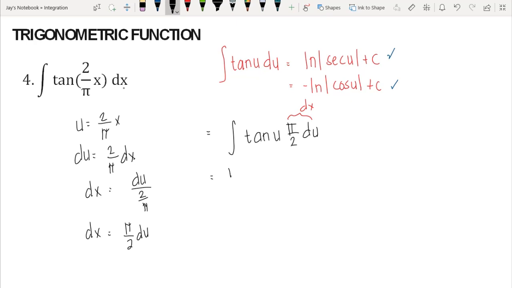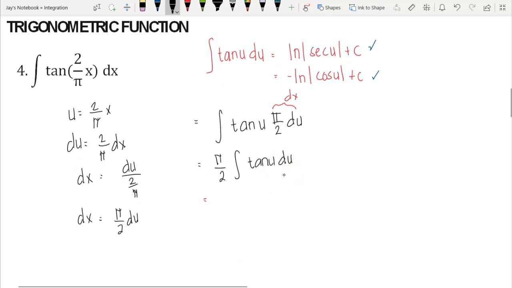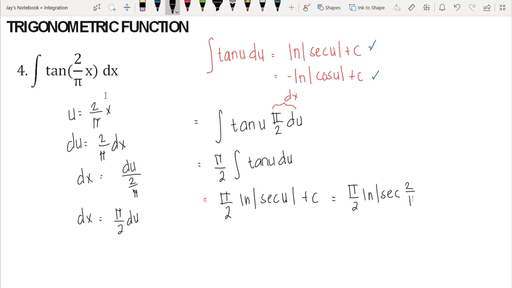We can take out pi over 2 outside of the integration, and we know that the integration of tangent u du is either of these two, but in this case, let's try to use the first one. Then we have, let's copy pi over 2, then the natural logarithm of secant u plus c. Okay, now we will be going to replace u here as function of x, and we know that our u is equal to 2 over pi x, so we can rewrite that as pi over 2, the natural logarithm of secant. Now our u is 2 over pi x, then we have plus c. So this is now the final answer, or the integration of tangent 2 over pi x dx.